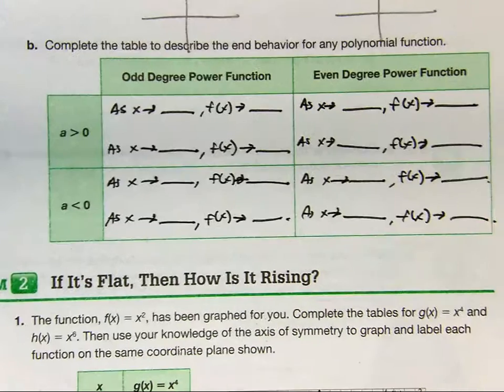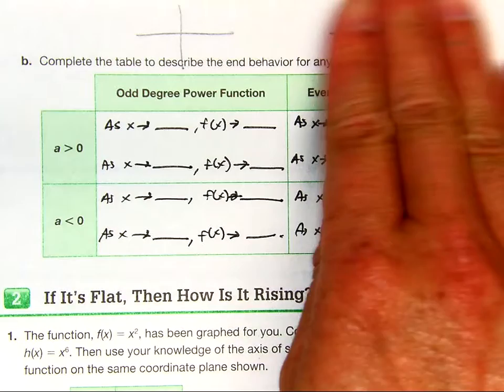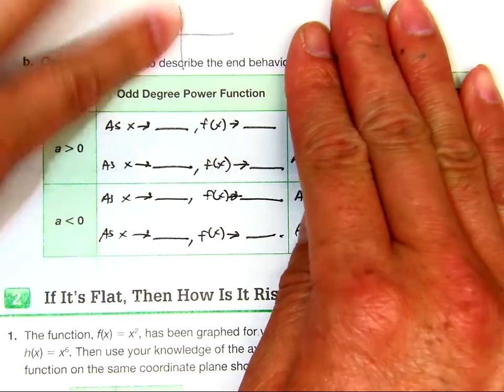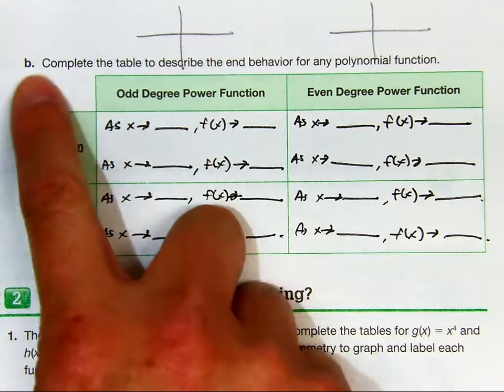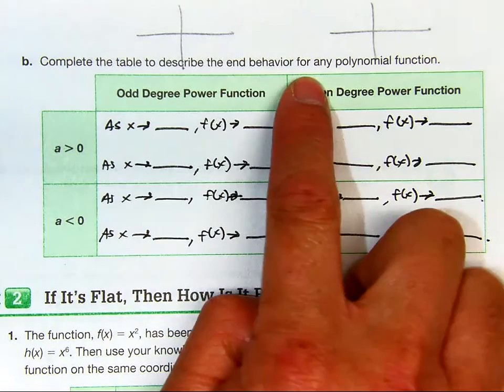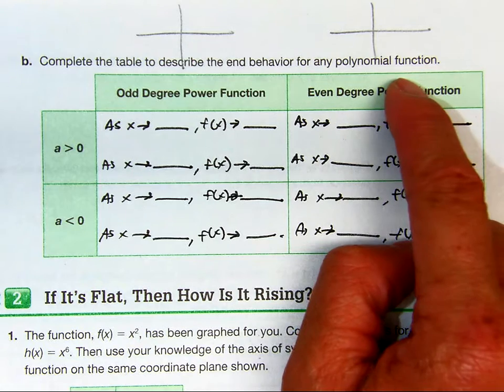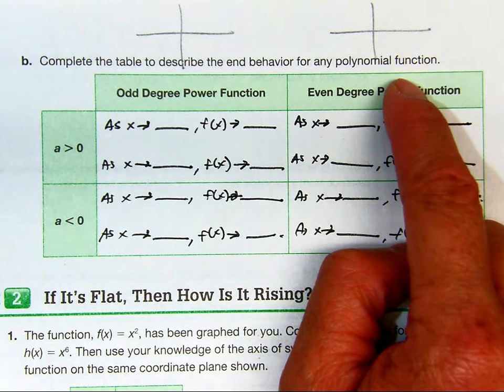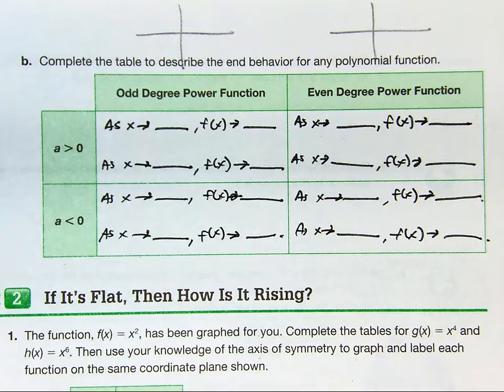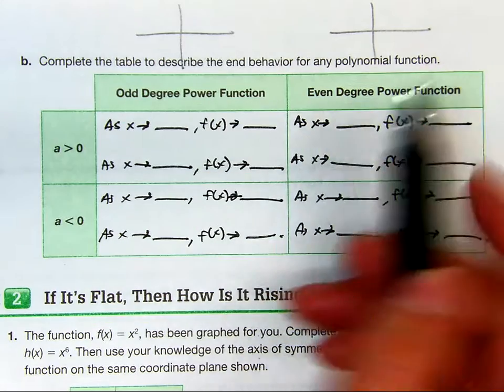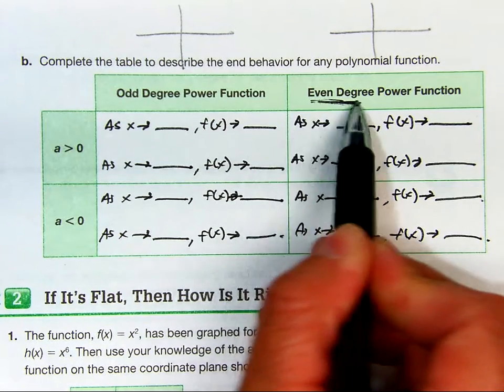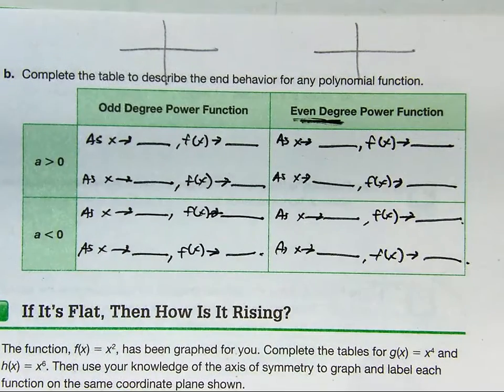All right, let me go over this side, and then you guys will have a chance to do this side, okay? Complete the table to describe the end behavior of a polynomial function. There's a famous quote that says it's not about how you start in life, it's really how you end in life. So we're talking about end behavior, and we have to graph an even degree polynomial.